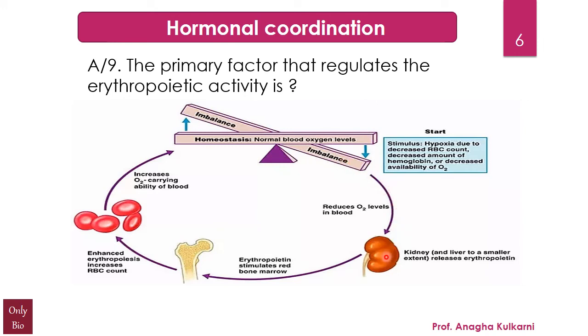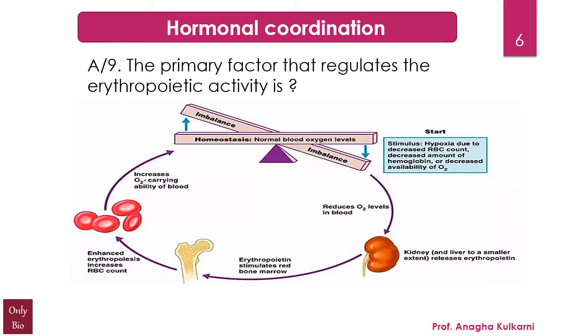This stimulates the kidneys, which thereby release the hormone erythropoietin. Erythropoietin in turn stimulates the red bone marrow cells, which thereby increase the production of the erythrocytes. So whenever there is an enhanced erythropoiesis, the RBC count goes on increasing, and as the RBC count increases, the oxygen carrying capacity of the blood also increases. So once again, homeostatic control is obtained.